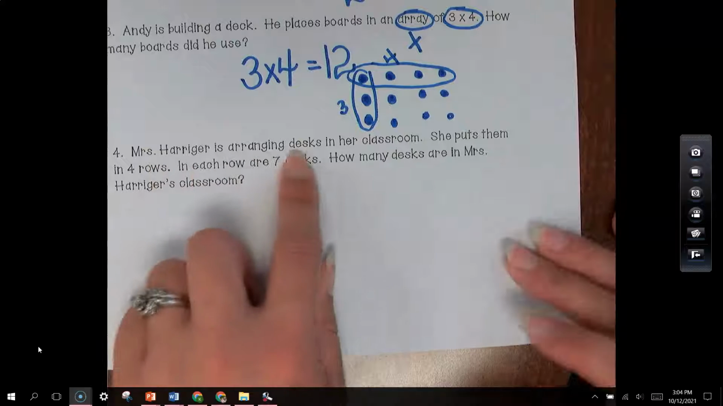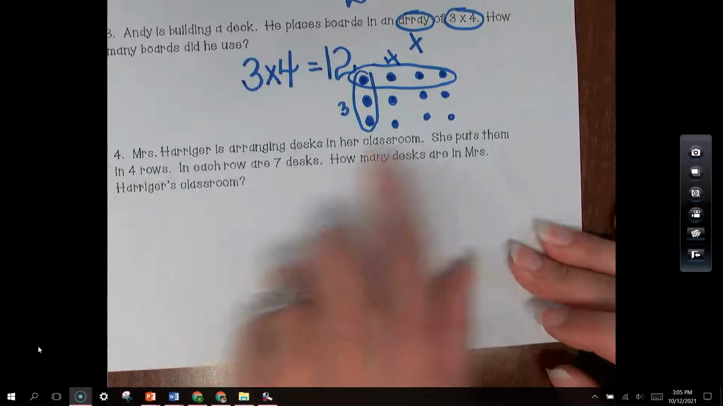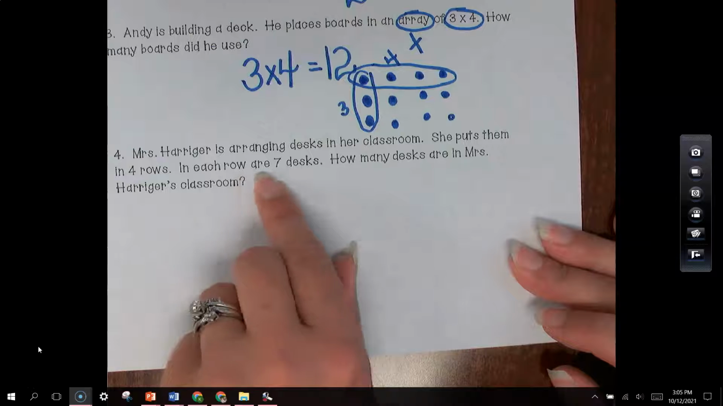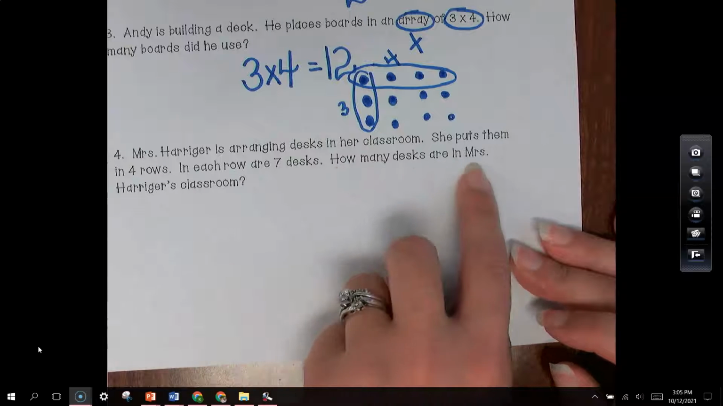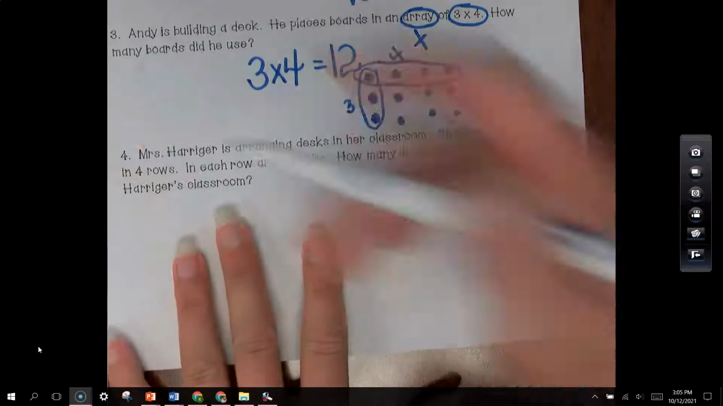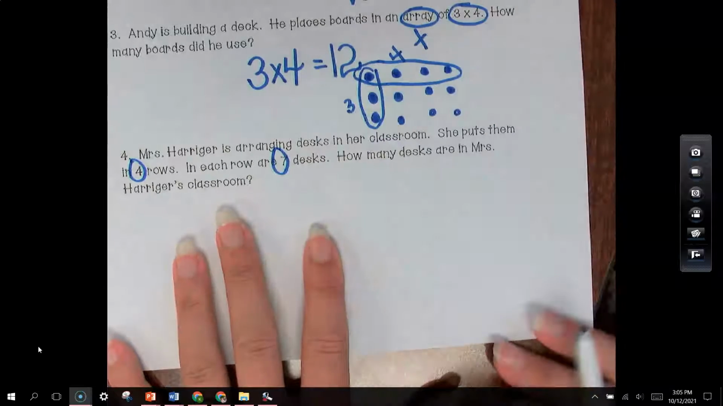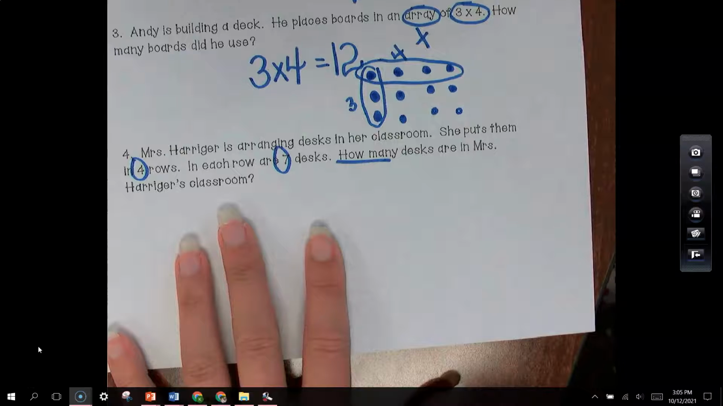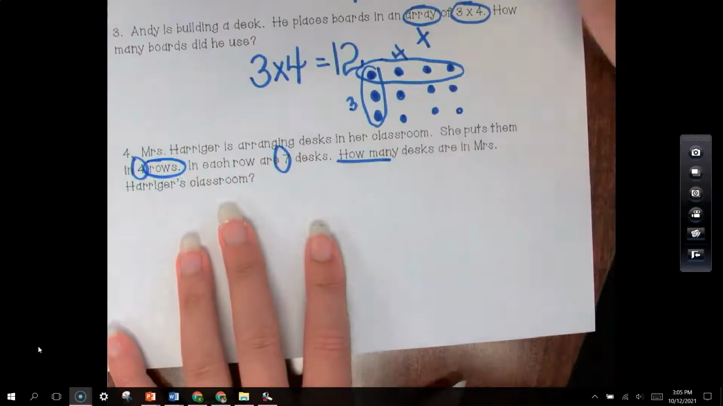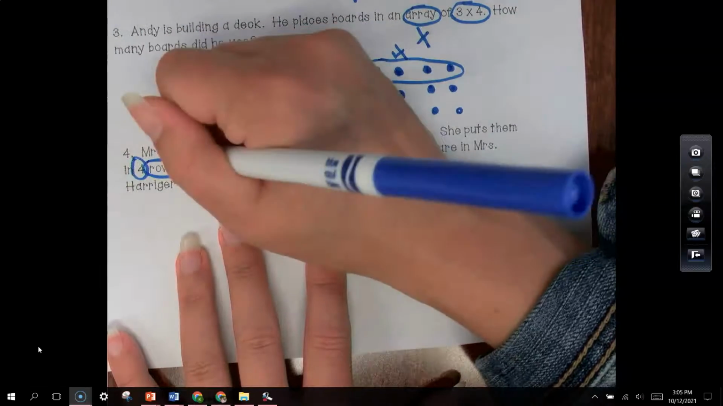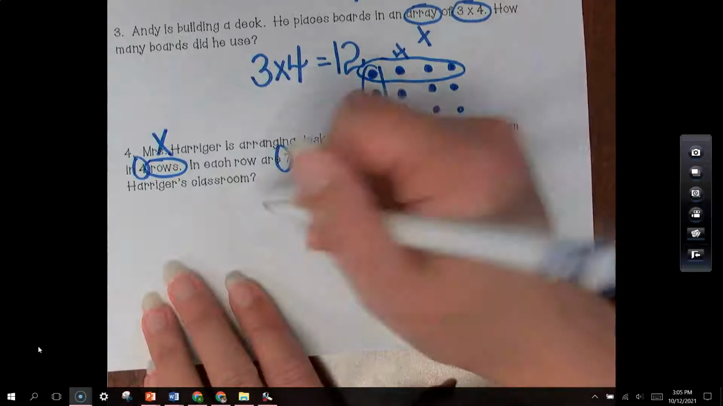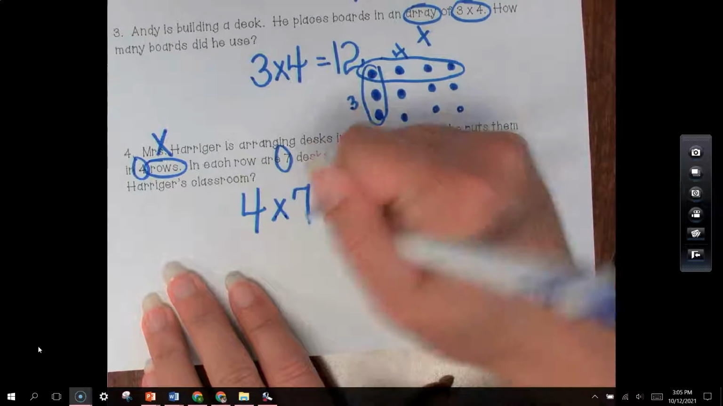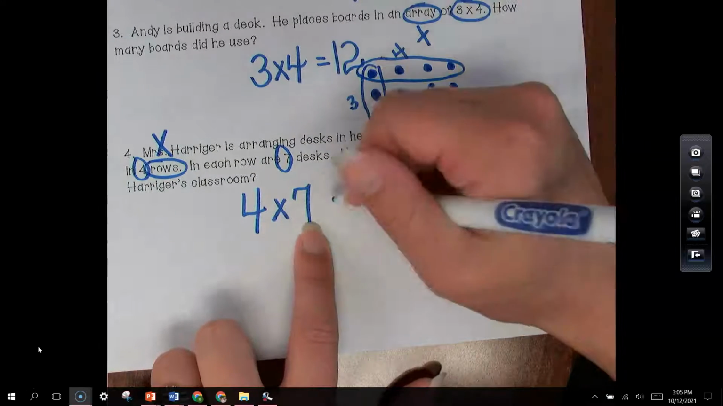Mrs. Harriger is arranging desks in her classroom. She puts them in 4 rows. In each row are 7 desks. How many desks are in Mrs. Harriger's classroom? Well, I see a 4, and I see a 7. I see the word how many. Well, how many can mean add, subtract, multiply, or divide. So it really isn't super helpful. Do you see any other keywords? If you said rows, you are correct. Anytime you see the word row, it means to multiply. So I am doing 4 times 7, or 4 rows of 7.